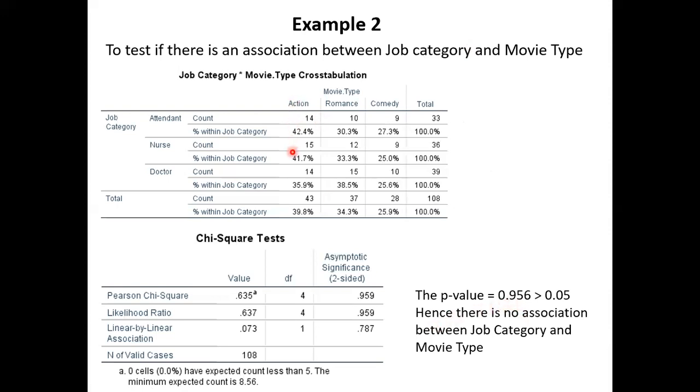Right. Look at this now. End of question. Action, attendance 42, 41, but 36, not much of a difference. This romance, 33, 30, 33, 39, not much of a difference. Here also not much of a difference. The p-value is more than 0.05, no association. And the expected count is more than 1, so the assumption is okay.